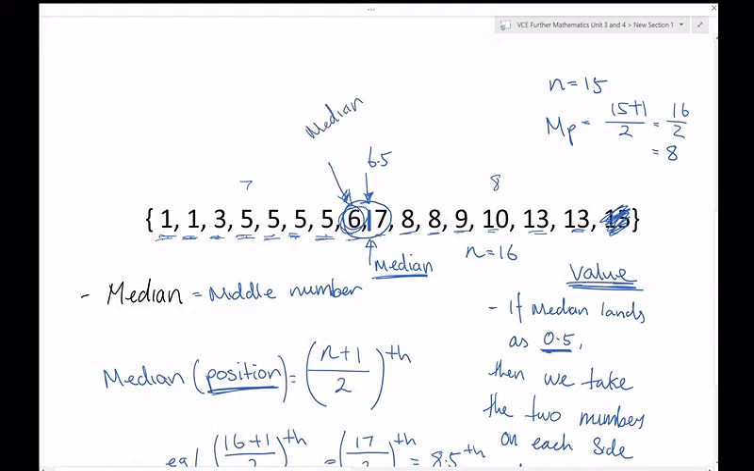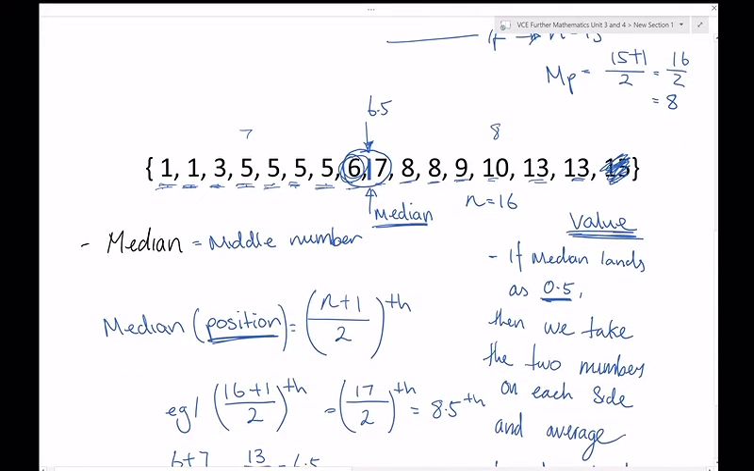Okay, if n equals 15, so now that we've landed on the whole number, that number is the median. But if you land in a 0.5 position, then you have to average the two numbers on either side. So the mean and the median is probably the more difficult ones out of the four that we're going to do today.